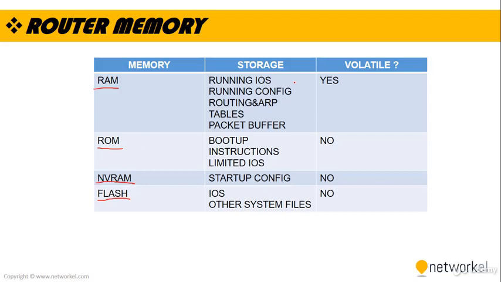In the RAM, we are storing the running IOS, which is the operating system of the router, and the running configuration, routing and ARP tables, and packet buffers. In the ROM, we are storing the boot up instructions and a limited IOS. In the NVRAM, we are storing the startup config, and in the flash, we are storing the IOS itself and the other system files. And please keep in mind that just RAM is volatile.